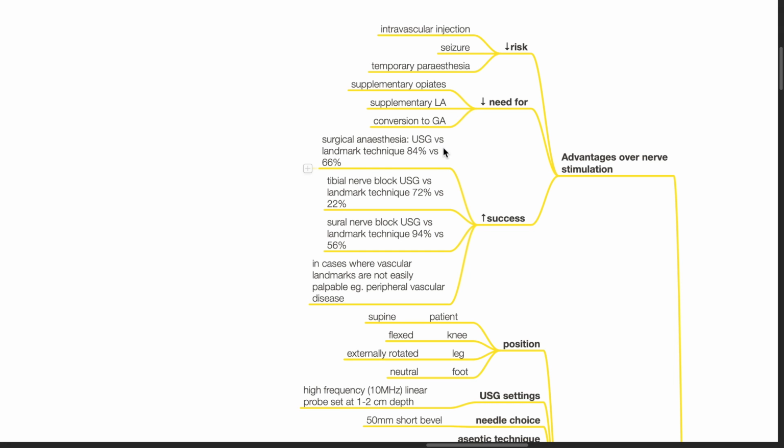Ultrasound versus landmark technique: success 84% versus 66%. Tibial nerve block under ultrasound versus landmark technique: 72% versus 22%. Sural nerve block ultrasound versus landmark: 94% versus 56%. And in cases where vascular landmarks are not easily palpable, ultrasound technique will be advantageous.